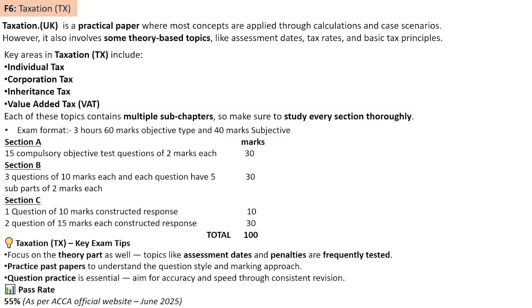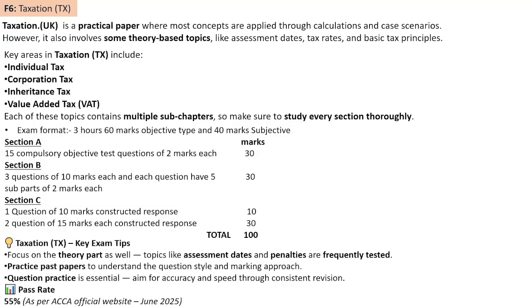The exam format is the same: 3 hours, 60 marks objective type and 40 marks subjective. You have the same 15 compulsory MCQs of 2 marks each. In section B, the same 3 mini case studies of 10 marks, and each case study has 5 parts of 2 marks each. And in section C, there is 1 question of 10 marks constructed response and 2 questions of 15 marks each constructed response. So collectively it makes a total of 100.